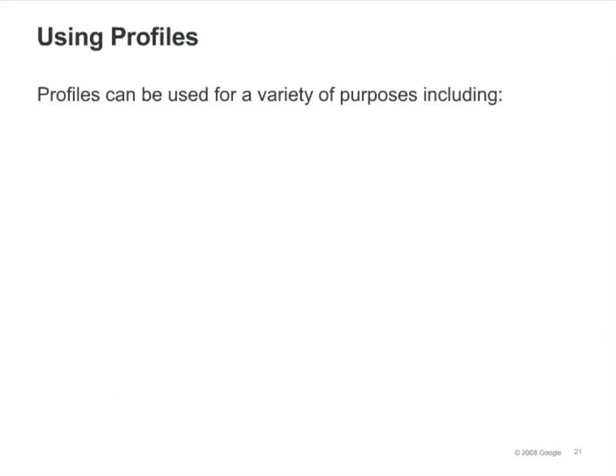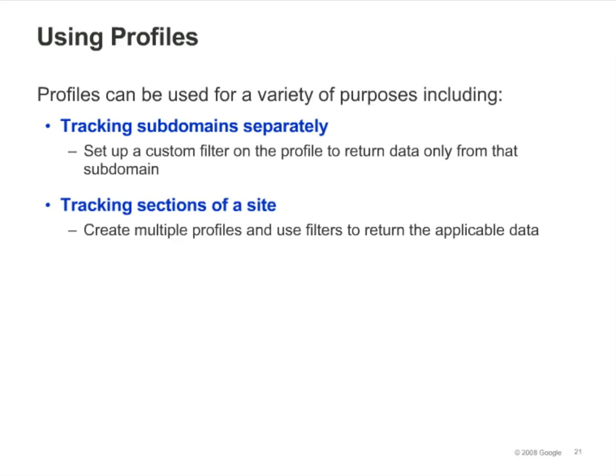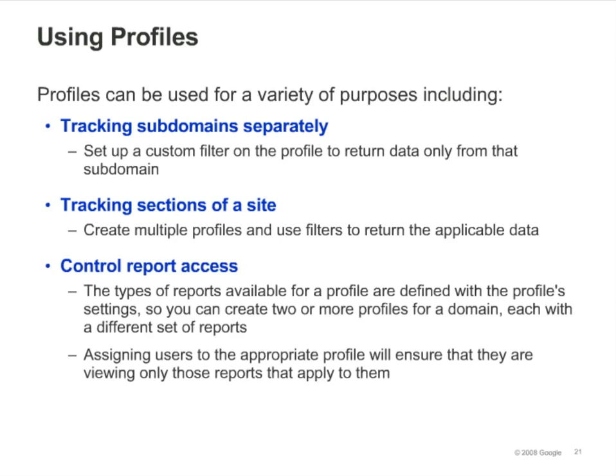Here are some typical examples of profiles you might set up. You might have a profile that only contains traffic data for a specific subdomain. You might have a profile that tracks only a certain part of a site, or that only tracks a certain kind of traffic. And you might have profiles, each of which has a separate set of reports. You could give some users access to one of these profiles, and other users access to another profile. The result would be that each user would see only the reports that apply to them.